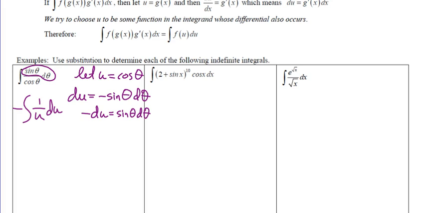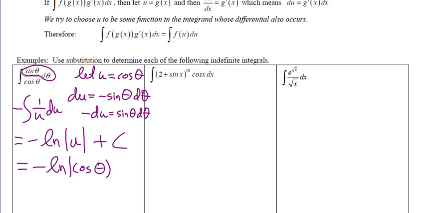Okay, so the sine theta d theta was replaced by negative du. So we'll put the du here, we'll put the negative up front, constant. And we've got the cos theta there, which is 1 over u. So this is equal to negative ln absolute value of u. And what goes on the end? Plus c, which will be negative ln, and now we can replace u with cos theta, so the absolute value of cos theta. Clean that up. Cos theta plus c.